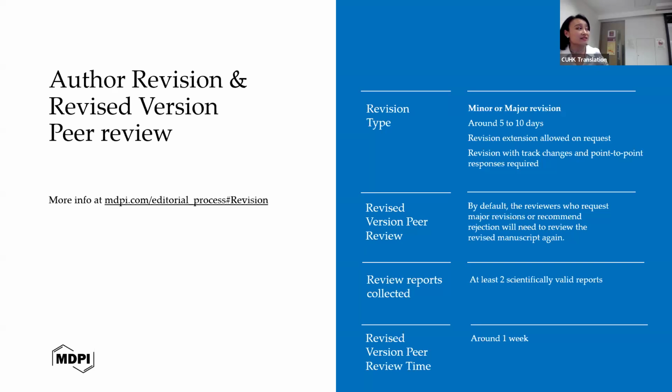And for the authors, we recommend revising the paper with track changes and a point-to-point response to the reviewers, so they can clearly find out what you have revised and what you have not done yet to improve the paper. And in the revised version peer review, by default, the reviewers who requested a major revision or recommended rejection will need to review the paper again because they pointed out some major problems in the paper. So we will ask these reviewers to review the revised version again to see if the authors have made the corresponding revisions. And for the reviewer reports collected, just the same as the last stage, at least 2 valid reports.